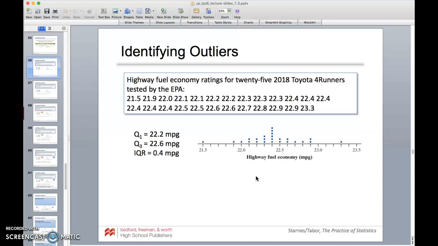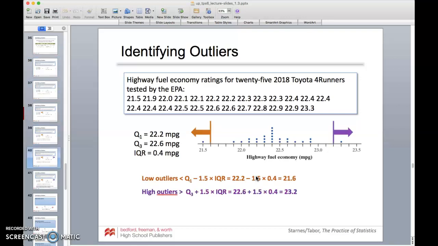Okay, let me show you how this works. We've got this identified already out here. The first quartile is 22.2. The third quartile is 22.6. So the interquartile range is 0.4. If we multiply that by 1.5, that's going to be 0.6. If I subtract that from the first quartile, we're going to get 21.6. And if I add that to the third quartile, it's going to be 23.2. We'll mark those on here. And then you can see that, yeah, it looks like we do have two outliers here, according to this rule. Sorry for the misspelling there.